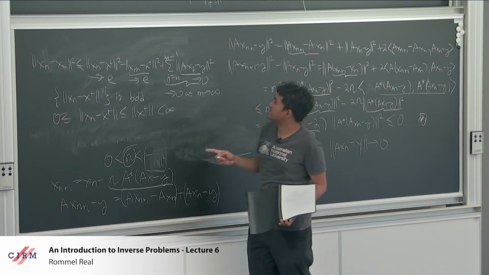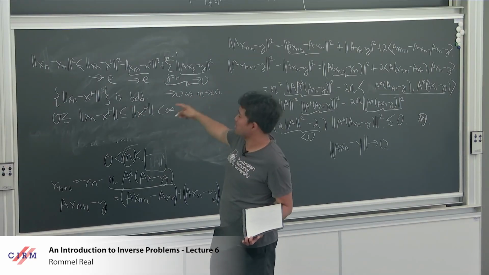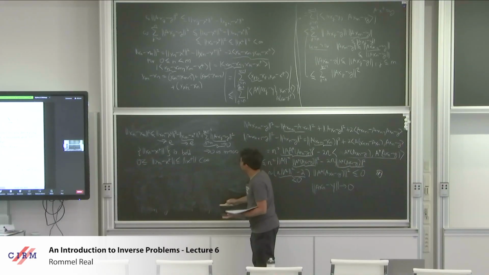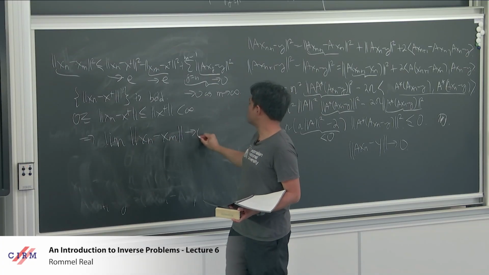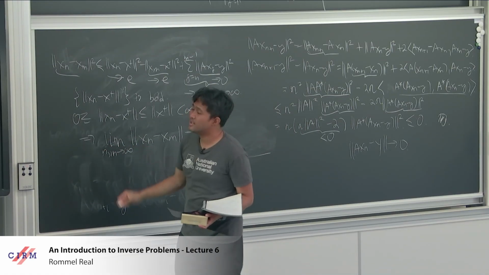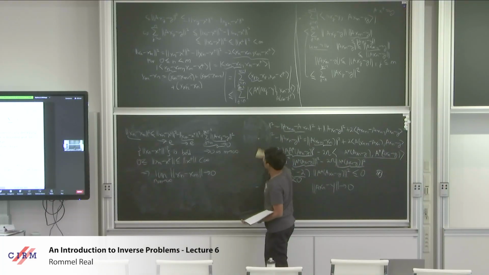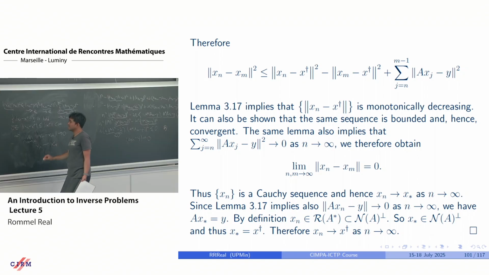So that means as m and n go to infinity, the entire right-hand side goes to 0, and that means the term on the left-hand side goes to 0 as n and m go to infinity. Now, what this tells us is that the sequence of iterates is a Cauchy sequence. So therefore, we have a limit x star. So the sequence converges to some limit, let's say that's x star, as n goes to infinity.